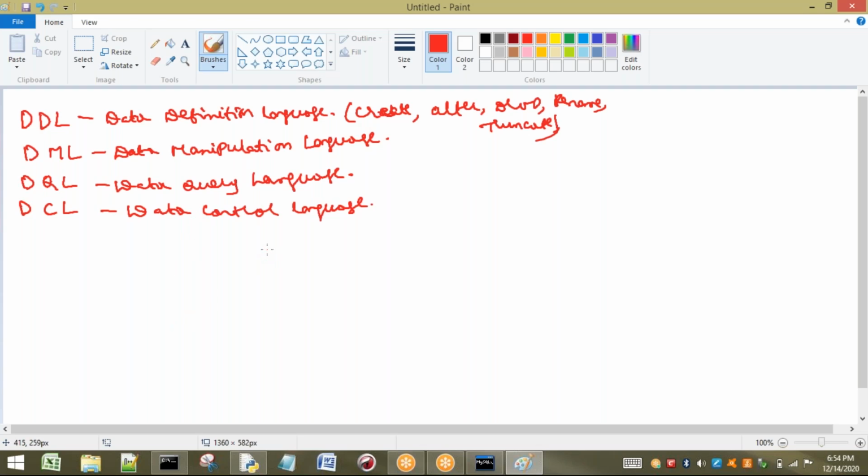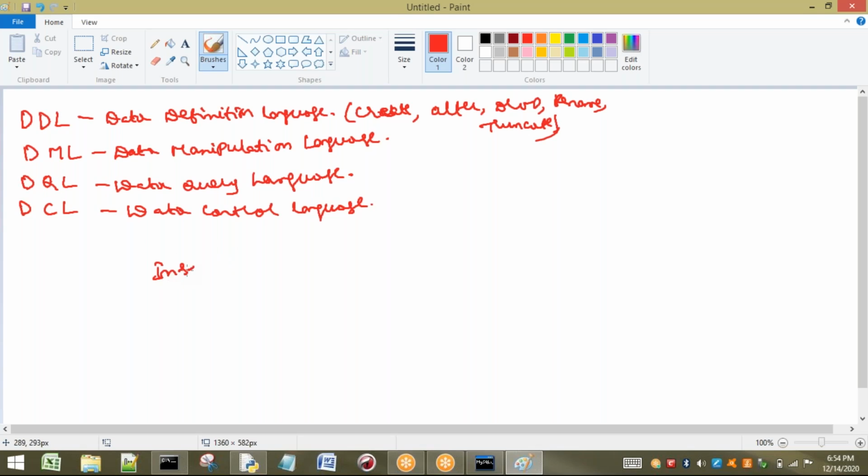Next, what about DML, data manipulation language? That means for manipulating the data, what can I do? First one, insert command, INSERT.